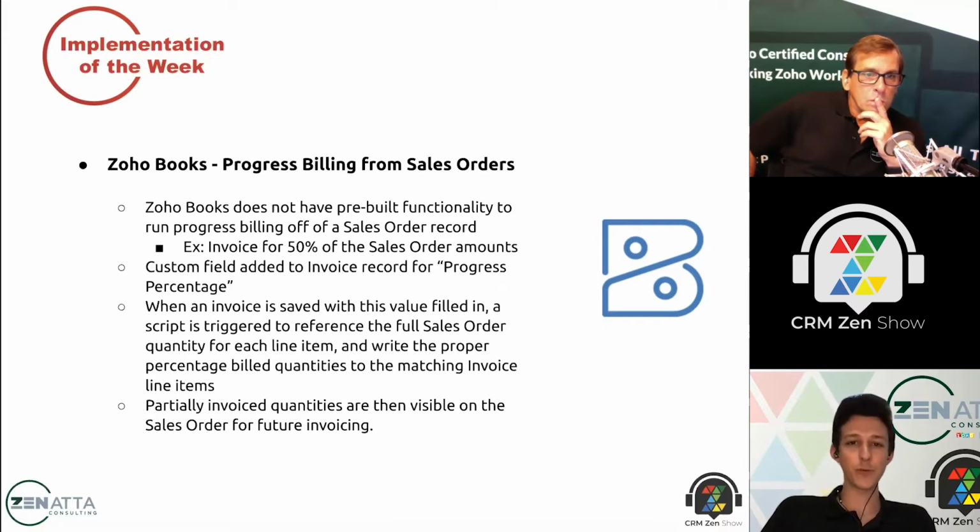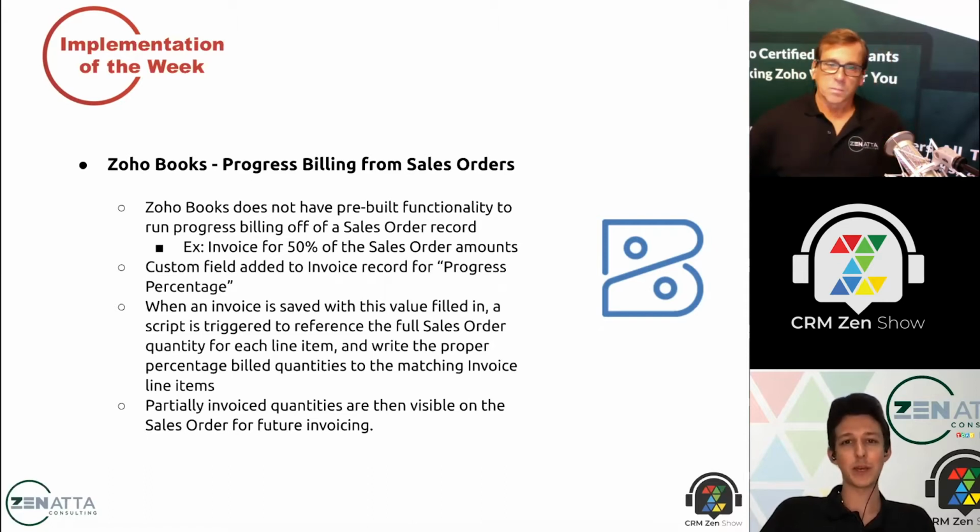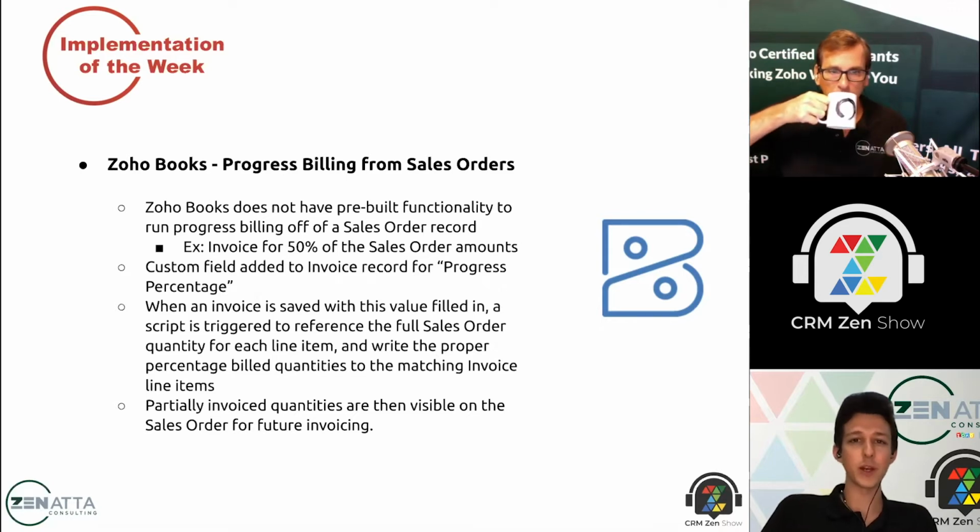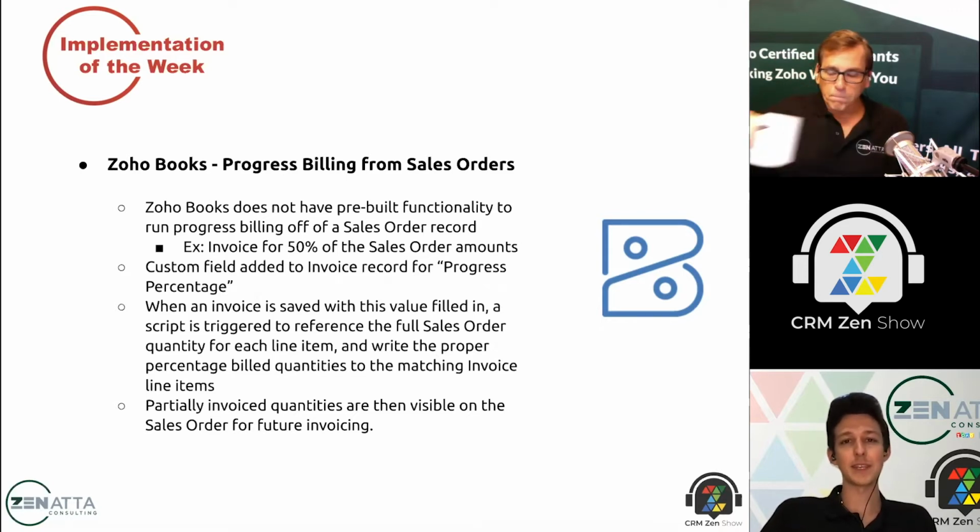This is pre-built over in QuickBooks, where you can turn on progress billing, and then it gives you a little prompt to add this percentage. But nothing quite like that has been rolled out for Zoho Books yet. So what we did is we created a little custom field inside of the invoice record, and we called that the progress percentage. And when an invoice is saved with that value filled in, we run a little script that will reference the sales order line items and all the quantities from those, calculate the new quantities based on this percentage, and then write those quantities to the matching line items over in the invoice.